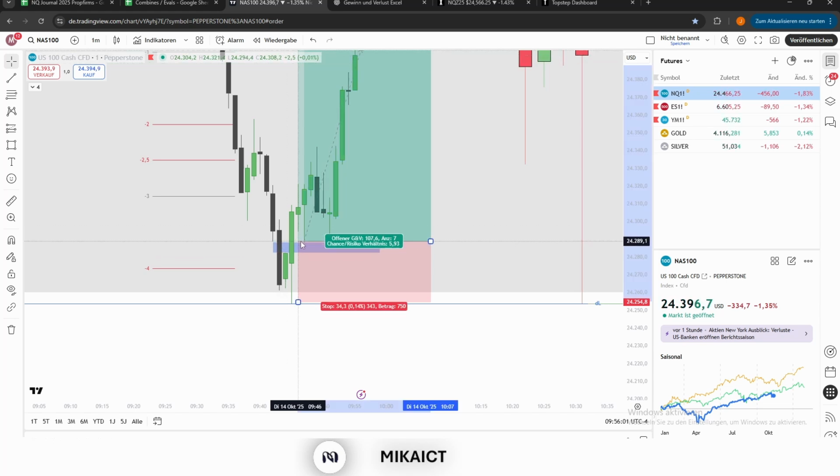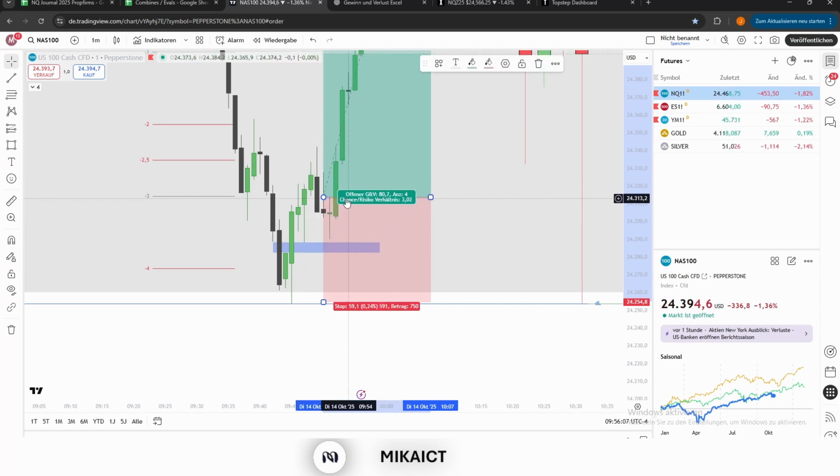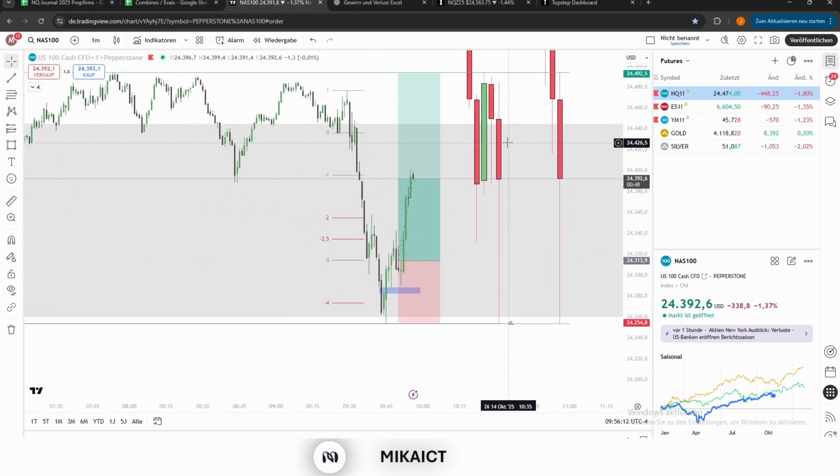I was a bit too slow. But then I entered here on this gap. But you can see still almost 3R. So this is how I take my entries.